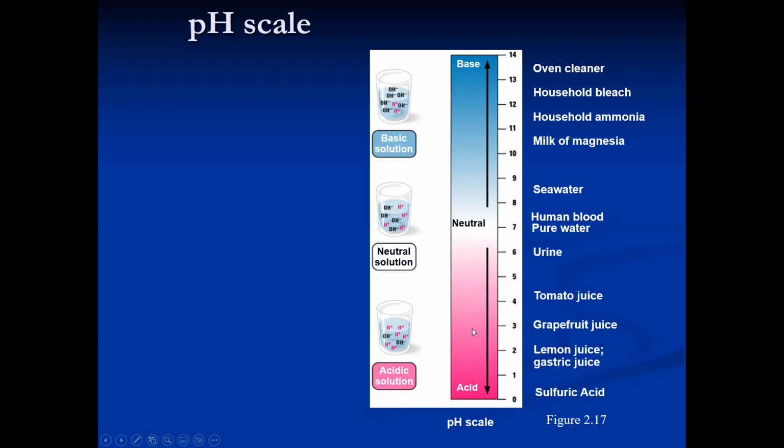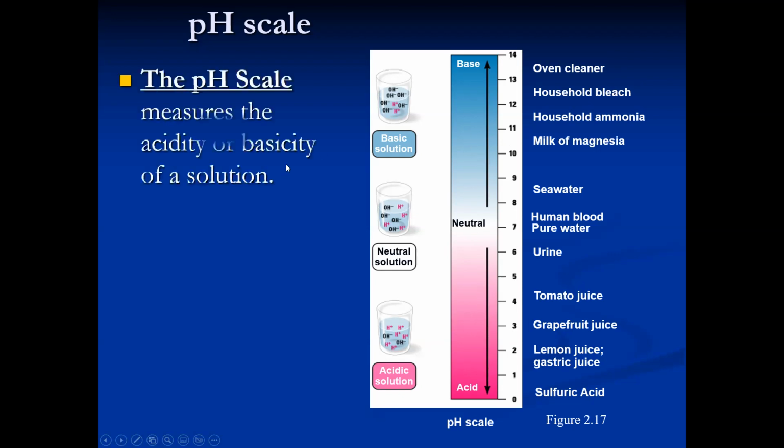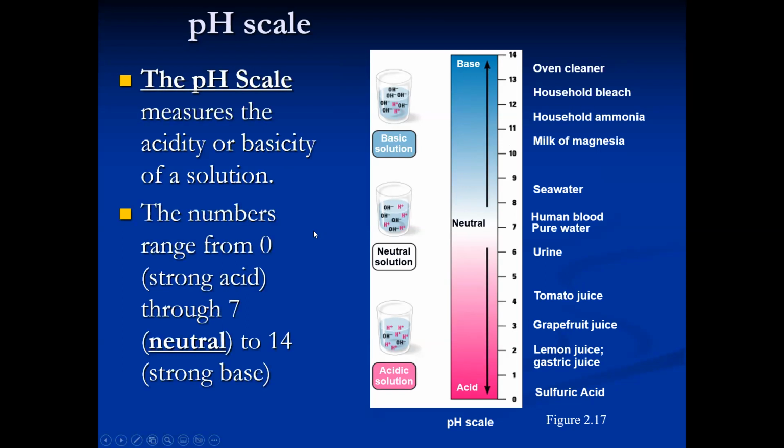Anything on the pink or red side is going to be acidic. Anything on the blue side is going to be basic. The pH scale measures the acidity or basicity of a solution. The numbers range from 0, which is a strong acid, through 7, which is neutral, to 14, a strong base.